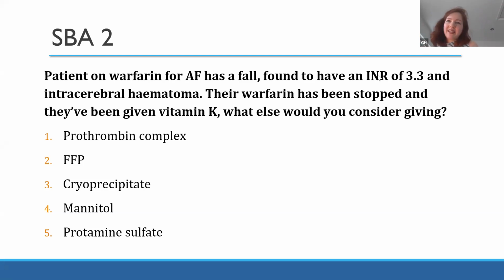Mannitol, an osmotic diuretic. I'm guessing it's there because it's a hematoma. There might be a bit of raised intracranial pressure, but not necessarily. There's nothing in the question to indicate that, like papilledema or anything. Protamine sulfate is particularly for heparin. It reverses heparin, which is not mentioned in this question. That is fine. So I'll go to this.